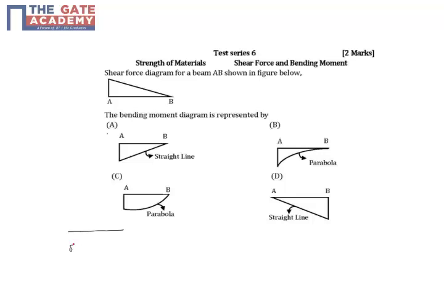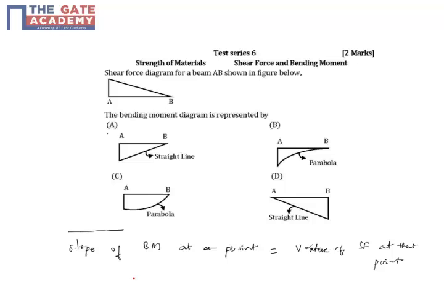The slope of the bending moment at a point. Okay, the slope of a bending moment diagram at a point is equal to the value of the shear force at that point. So this is a basic rule which you can always use. You have to use it when one of the diagrams is given and the other is asked.